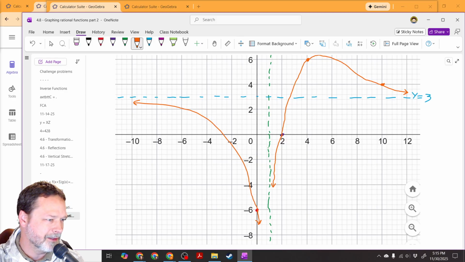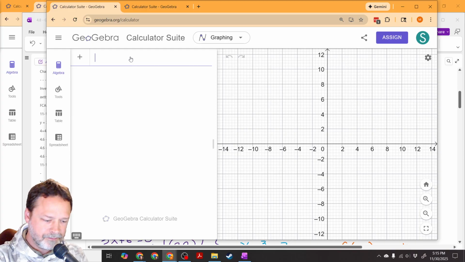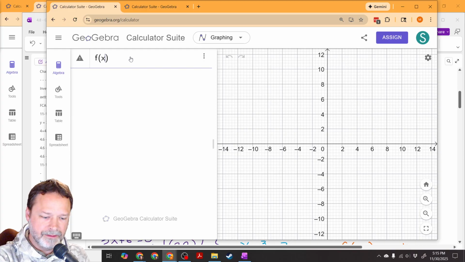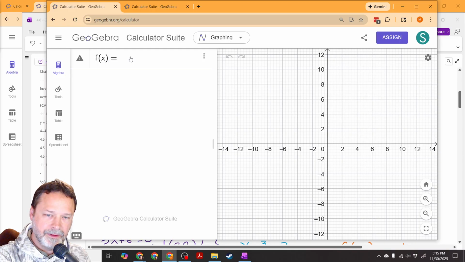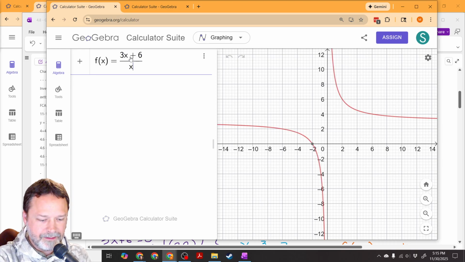I'll pause the video for a second. Oh, actually, no, you know what? This is just going to be one example, because this is already kind of long. So let's go ahead and take a look at GeoGebra here for this guy. What is it again? 3x plus 6 over x minus 1. F of x equals, I'll put the forward slash in first so we can do that. 3x plus 6 over x minus 1.